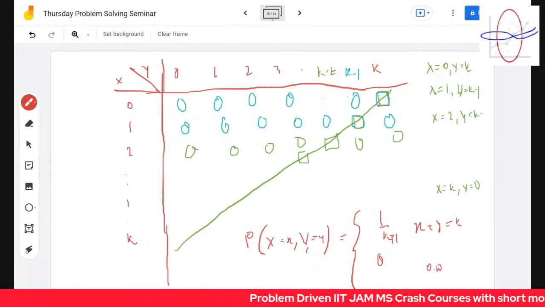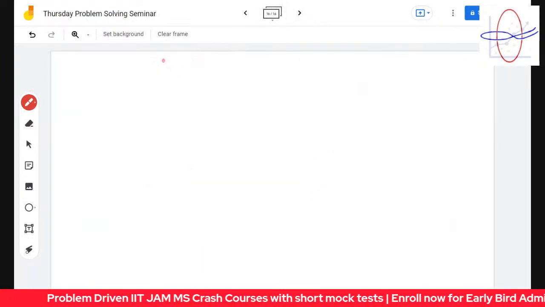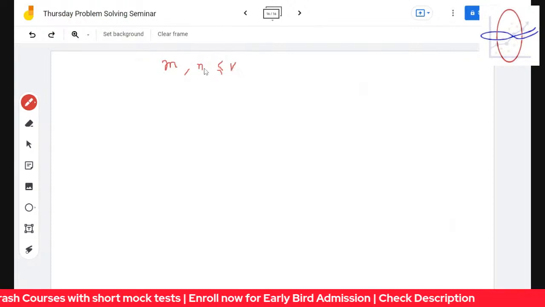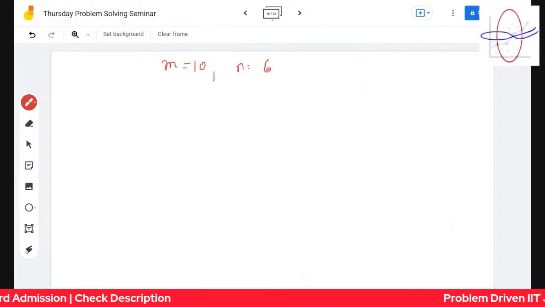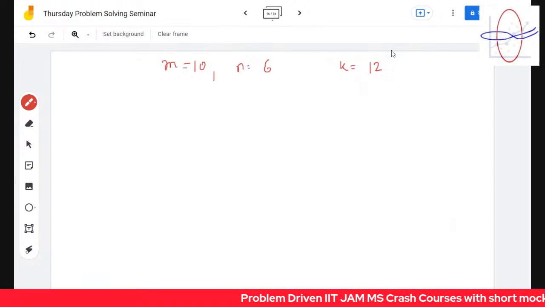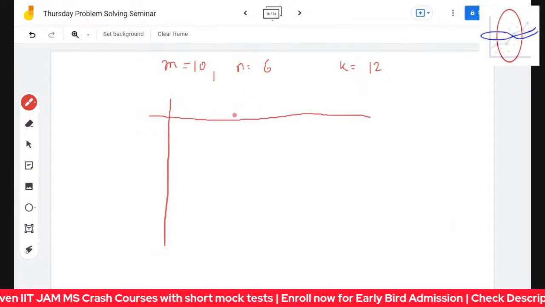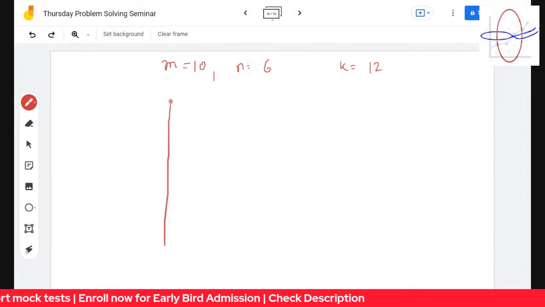Good. Now, the next small question I have for you is, what if m and n are less than k? Let's take an example. Let's take m equal to 10, n equal to 6, and k equal to, let's say, 12. So what will that be? That will be a different case, right? Let's understand that.